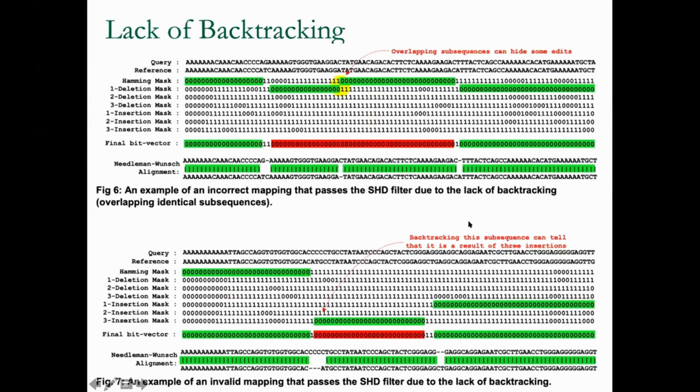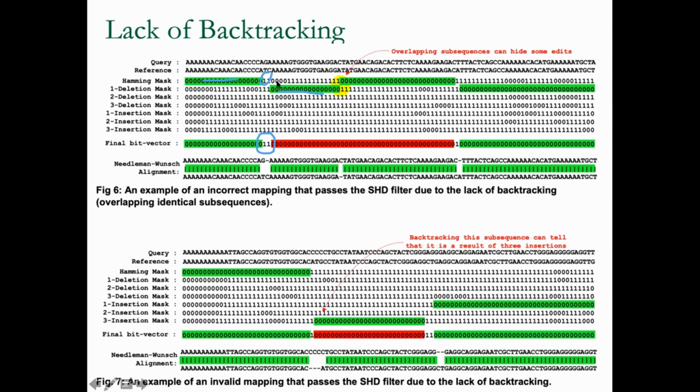All right, and the fourth source is lack of backtracking. So what is backtracking? We said last time, if you observe, the ones in the final bit vector are always an indication of the location of these edit operations. Whenever we get a 1, let me change the color to blue, for example here, it means something is happening at these 2 locations. And it's true. You can see here there are 2 ones causing the exact matches to move from the Hamming mask all the way to the one deletion mask.